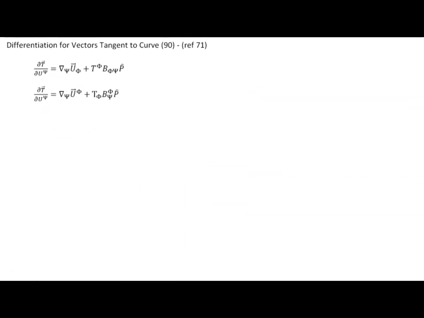Here we have the formula for the partial derivative of vectors that lie tangent to the curve. When we perform this operation, we're going to get a projection onto the curve and a projection away from the curve. This is similar to what happens for a surface. We start with a vector that lies in the tangent plane. We'll get a surface projection and a normal projection. Notice that this is a great example of the fact that for a curve we're using p hat and not n hat. P hat is analogous to our normal for surfaces.